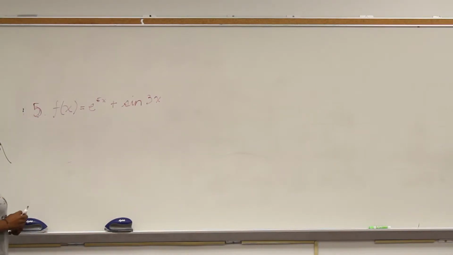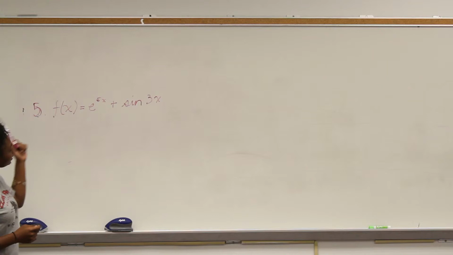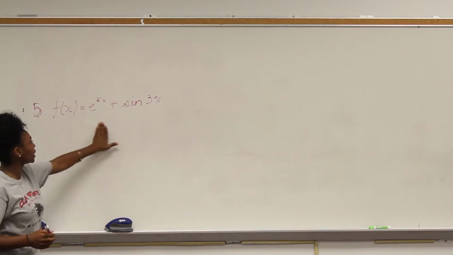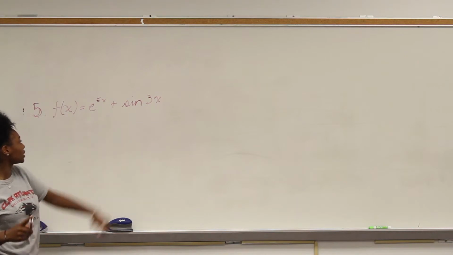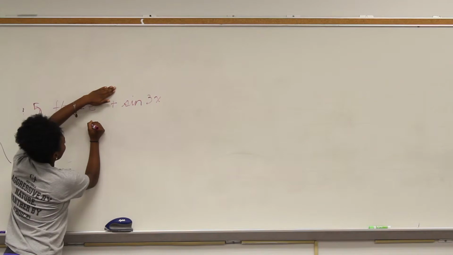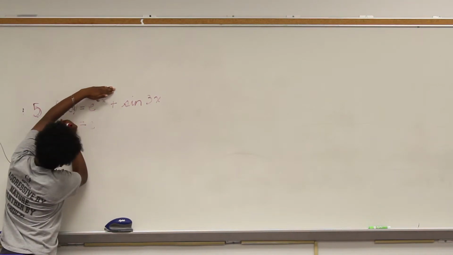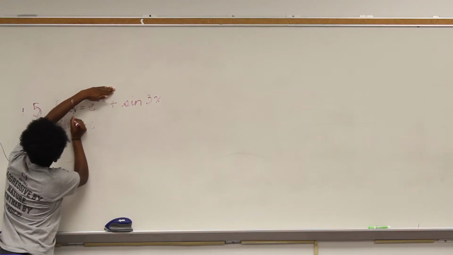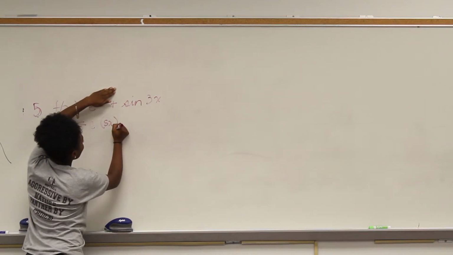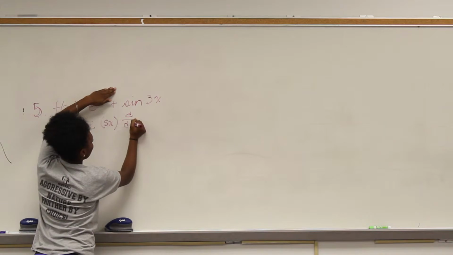Okay, so I have to take the derivative of e to the 5x plus sine 3x. Looking at this problem, you see you're gonna have to do the chain rule for both sides. So we're gonna cover up the 5x and bring down the e. And you're gonna bring your 5x right here. Take the derivative of 5x.